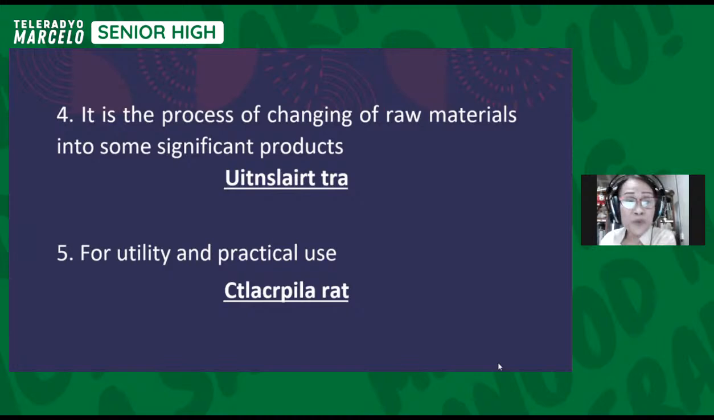Okay. Hello? What is the correct answer? Process of changing raw materials. What is the correct answer for the process of changing raw materials? Number 4. Tumama ba tayo sa number 4? Industrial art? Industrial art ba yan? Okay, industrial art ba yan? Anybody? Tama po ba? Nagkulang ba tayo ng ano natin? Yes, nagkulang ba tayo ng letra? So correct po, industrial art is the answer.